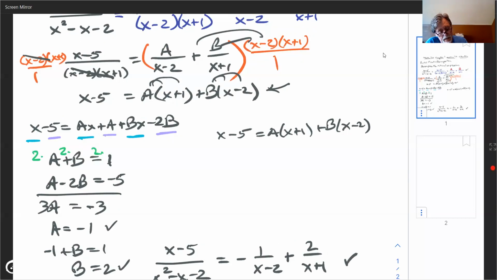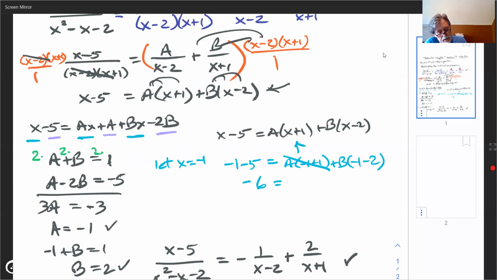And you know what? Standing on the shoulders of the giants of the past, they're clever. They went, well, look at this guy. Hey, what if x is -1? What happens then? You let x equal -1. If you do, you have on the left -1 minus 5 is equal to a times -1 plus 1. The reason that's good is goodbye. And then plus b times -1 minus 2. And you end up with -6 is equal to -3b. And lo and behold, b is equal to 2, which is correct.